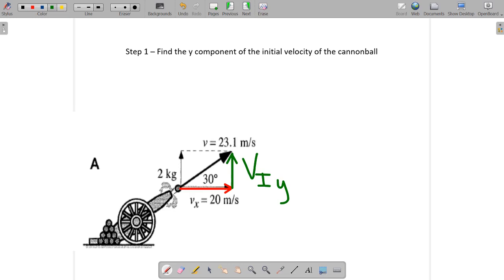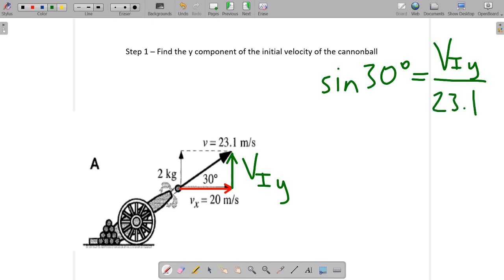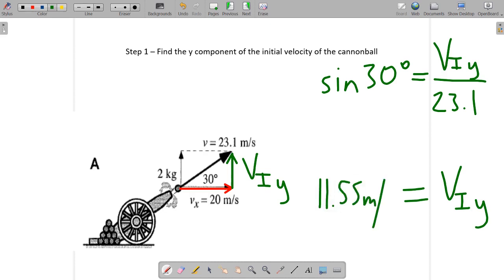So I'm going to write that down here. The sine of 30 degrees is equal to our opposite side, which is our initial velocity in the y direction, divided by our hypotenuse, which we know is 23.1 meters per second. In order to solve for the initial velocity in the y direction, that's just basic algebra. You would just do 23.1 times sine of 30 degrees. If you put it in your calculator, you're going to get 11.55 meters per second. So that's how fast that cannonball was moving in the y direction the moment it was launched. That's step 1: find the y component of the initial velocity of the cannonball.